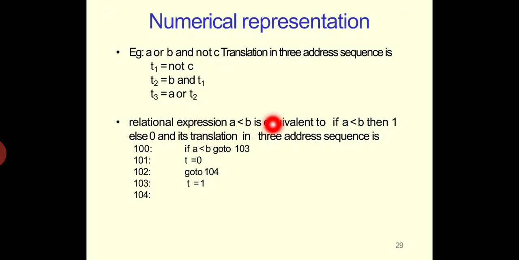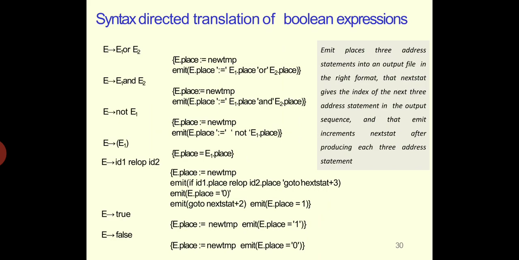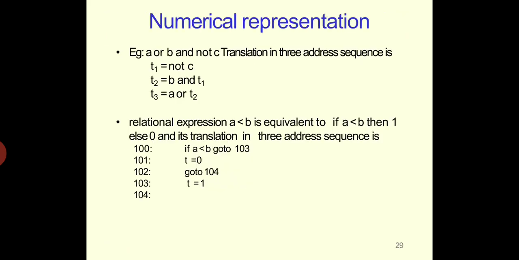A less than B. If A less than B, then 1 else 0. So the translation is if A less than B, go to 103. We expect to start at 100. So E dot place equal to new temp, that is T1. And emit if ID1 dot place, ID1 is A, rel op, the relational operator, is less than, ID2 dot place is B, go to next stat plus 3. So next stat is 100 now, 100 plus 3, that is 103. So that is why it goes to 103.